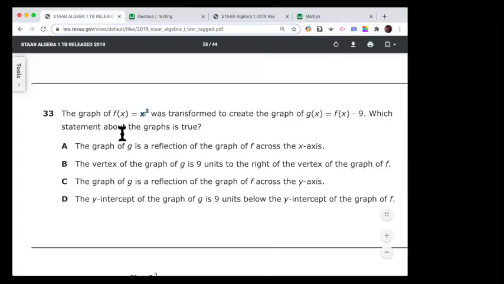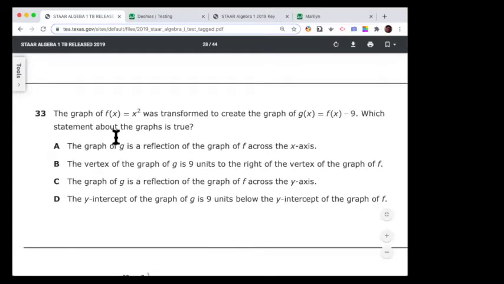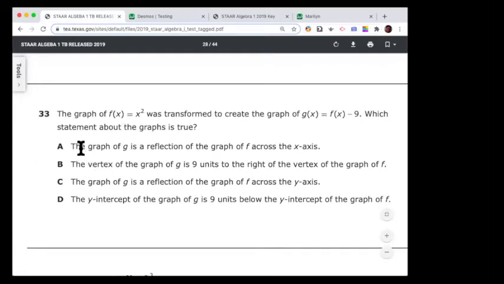So the answers here have to match something in this information. The question is actually which statement about the graphs is true. So one of these statements, and only one, will be completely true. So let's pick them one by one. Observe whether each statement is true, completely true, or false. The graph of g is a reflection of the graph of f across the x-axis, and this is the graph of g. So we'll look at that.